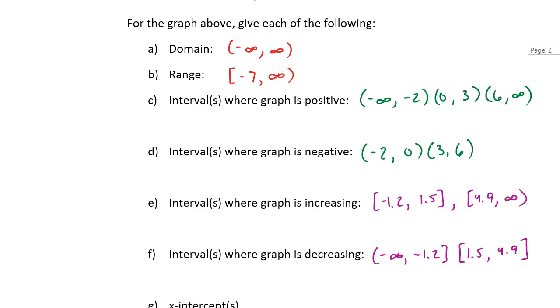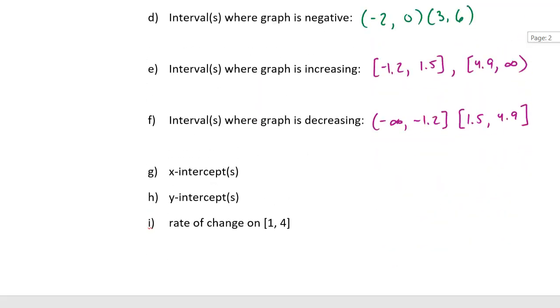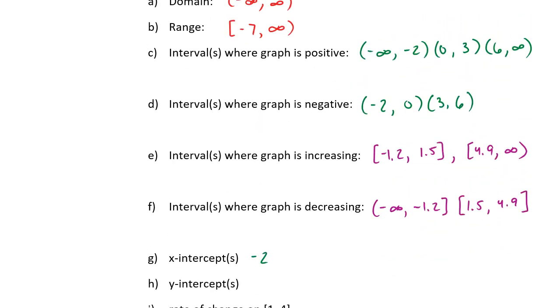And then to find the x-intercepts, there are 4 of those. So here at negative 2, at 0, 3, and 6. So negative 2, 0, 3, and 6. And 0 just also happens to be the y-intercept as well.